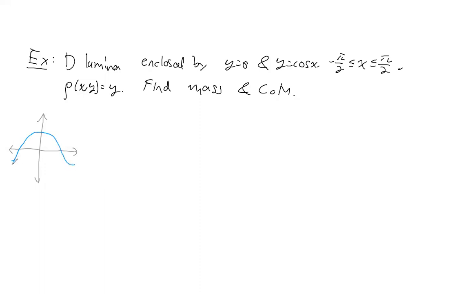Right, we've got some cosine curve which extends in those directions, from negative pi over 2 here to pi over 2 here, and the curve y equals 0. So here's our lamina. That's the lamina that we're interested in. We notice it's symmetric over the y-axis. Maybe we might be able to use that to our advantage. We'll see.